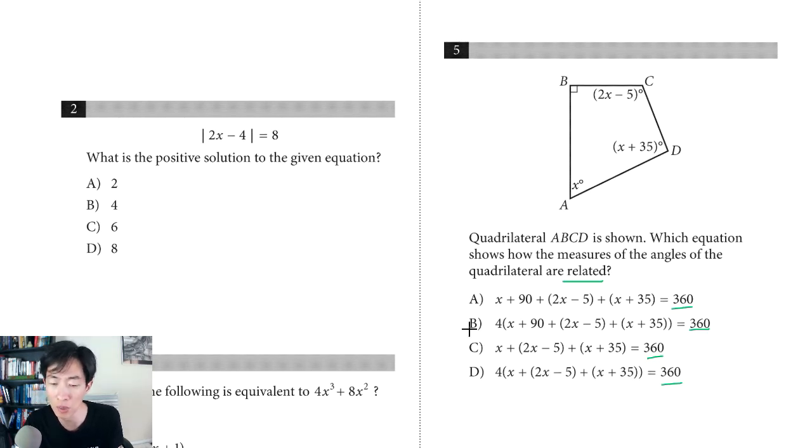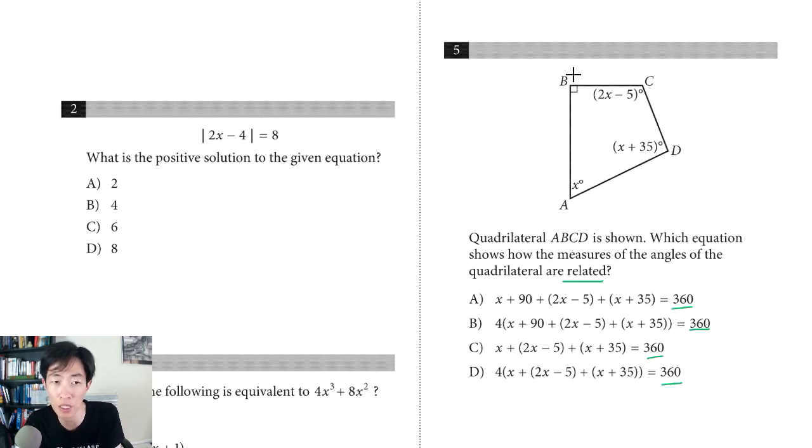Obviously that's not correct because this in itself is a 90-degree angle, so adding all these angles together is going to be way more than 90. Just because all 4 answer choices have 360 as the total, that does not necessarily mean that the sum of these angles is going to be equal to 360.